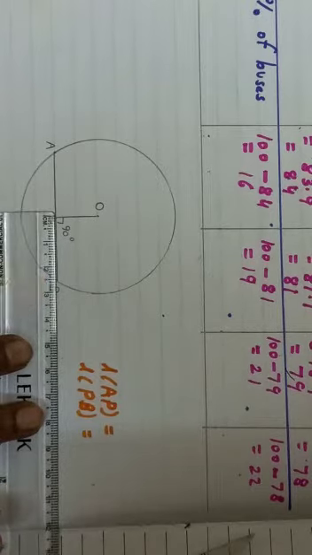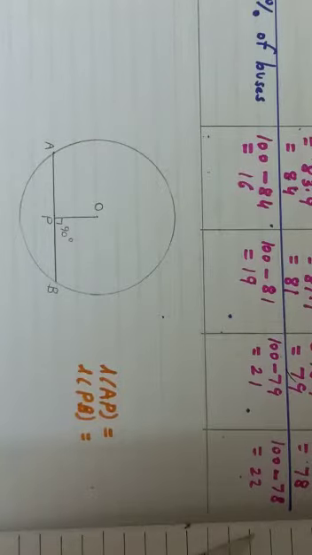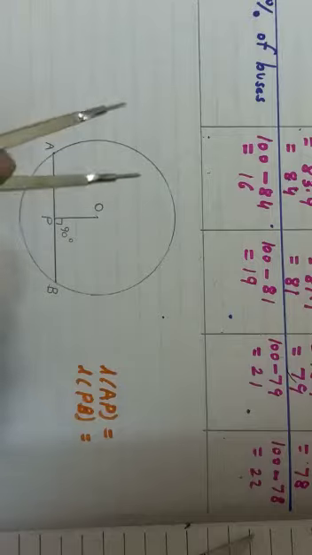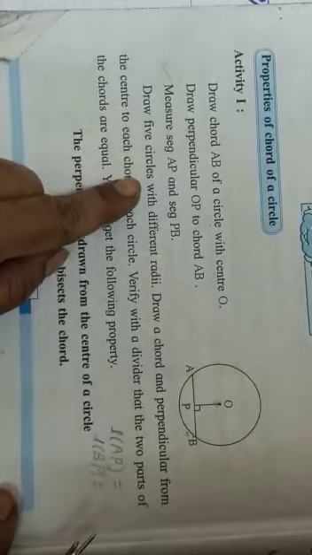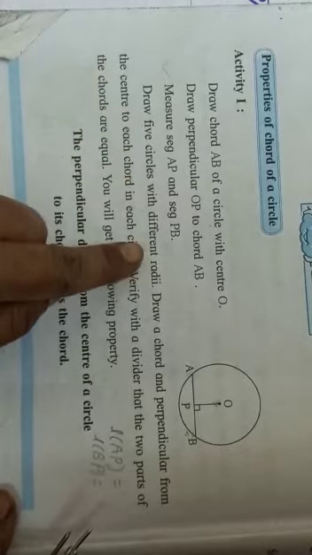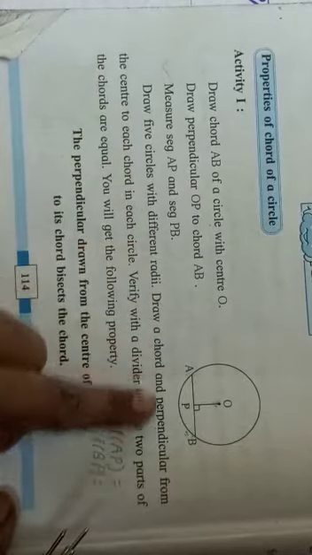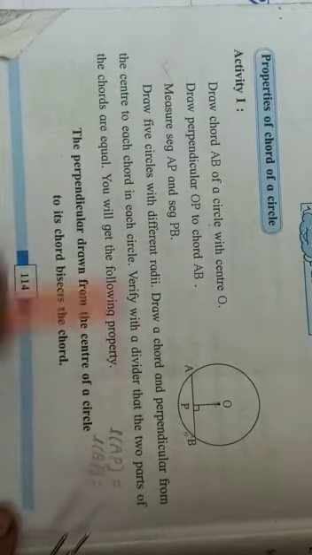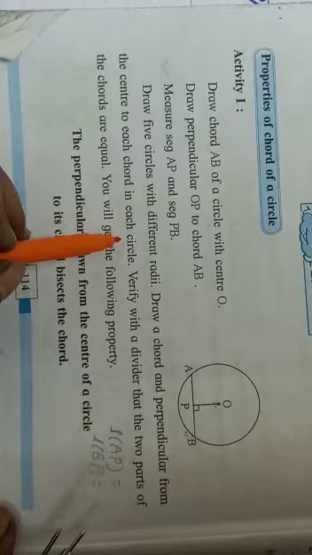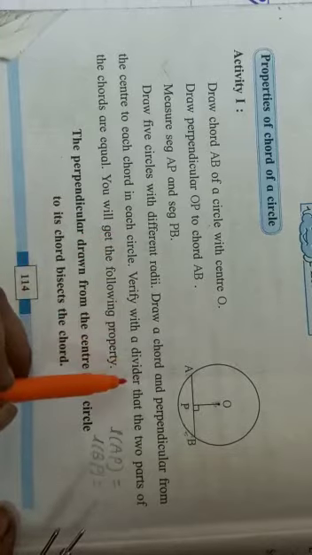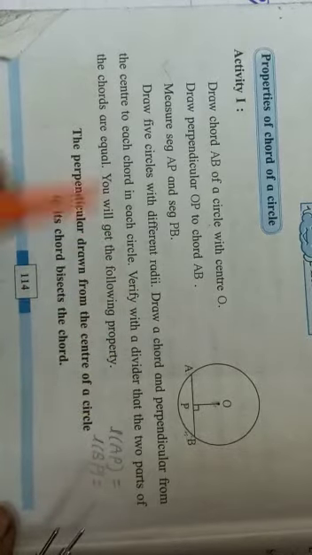With this also, they have told us to check with the help of a divider. See what they have said. Now, not one activity, they said to draw 5 circles with different radii. You do this and check. Draw a chord and a perpendicular from the center to each chord in each circle. So 5 times you have to do this. Verify with the divider that the two parts of the chords are equal.